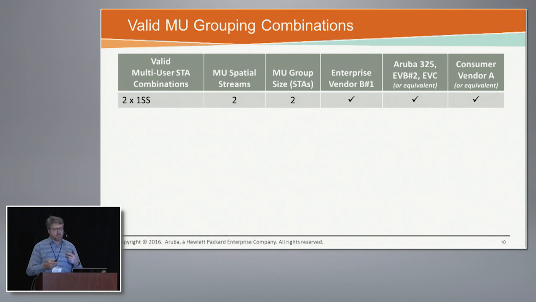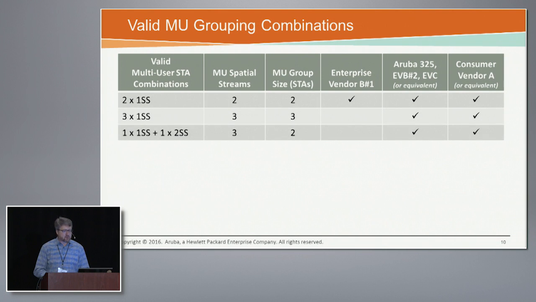So that vendor B example I was giving before: if my device can do 2 streams of MU, then the most I can support concurrently is 2 one-stream devices, right? Because I have 2 spatial streams. So I can send a stream here and a stream there, and that's pretty much what that product's capable of. And of course, more capable radios automatically can do that as well.